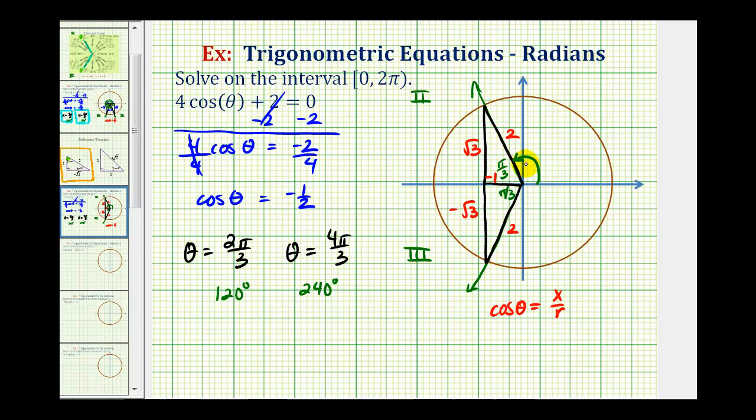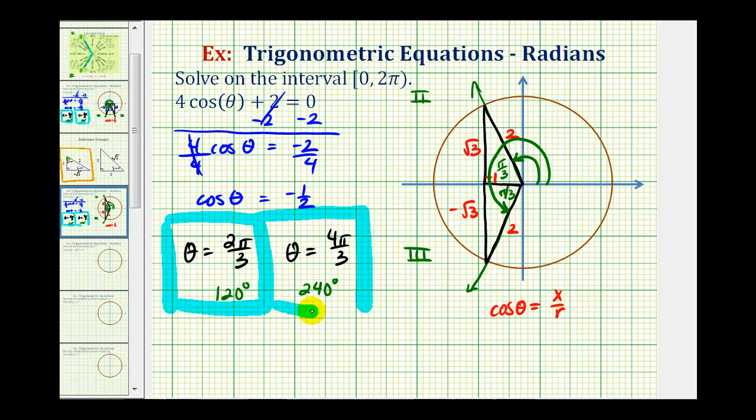The solutions are 2 pi over 3 radians, or 120 degrees, which we found here on the unit circle. And the other solution is here, which would be pi plus pi over 3 radians, which would give us 4 pi over 3 radians, or 240 degrees. Again, which we already found on the unit circle.